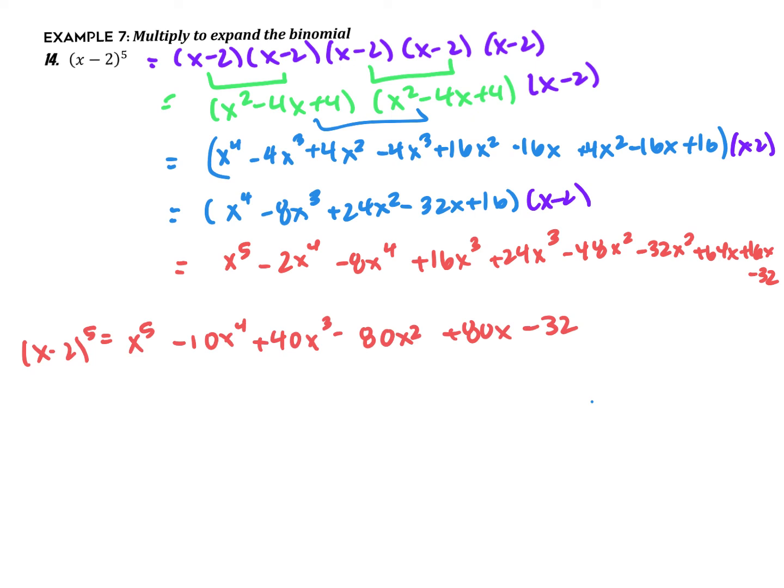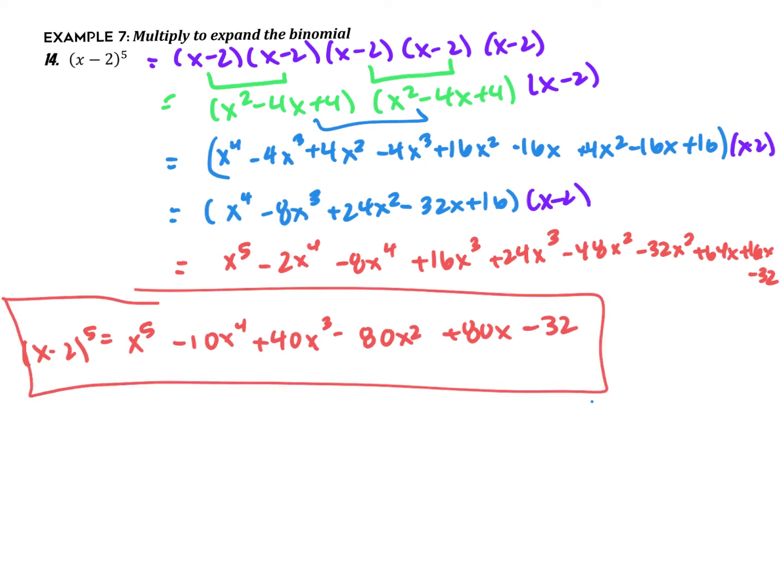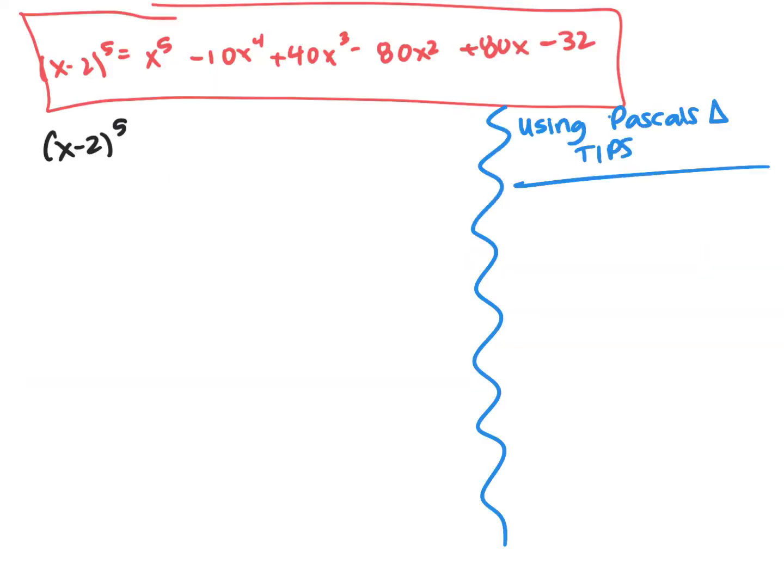Now that was a lot of work and a lot of places that we could go wrong. So the goal that Pascal was trying to help with was, how do I do this more efficiently? How do I do this without having to keep multiplying, putting myself at risk for making little mistakes along the way? So let's talk about how we're going to use Pascal's triangle to help us expand a binomial. And I'm going to leave this answer on the screen and just move it up so that we can practice on this exact same problem and check that our answer was right.